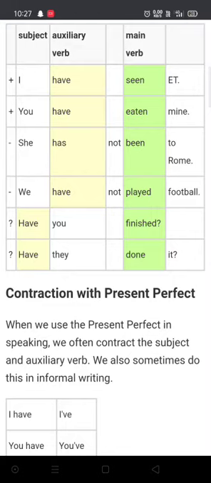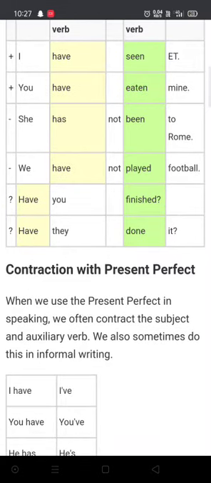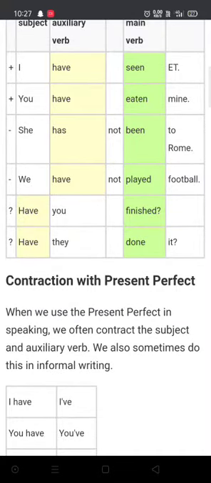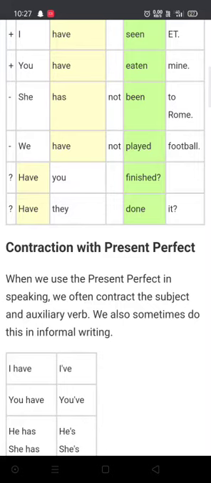ओके, नेक्स्ट सेंटेंस, इसके आगे नेगेटिव माइनस का साइन बना है, ठीक है. एंड द सेंटेंस इज शी हैज नॉट बीन टू रोम. शी इज द सब्जेक्ट, हैज द ऑक्सिलरी वर्ब, नॉट इज फॉर दैट नेगेटिव सेंस फॉर द नेगेशन, बीन इज द मेन वर्ब, टू रोम. Okay, so been here is the main verb. Okay, so subject is she, auxiliary verb has, then for negation not, main verb is been, the third form, to Rome.